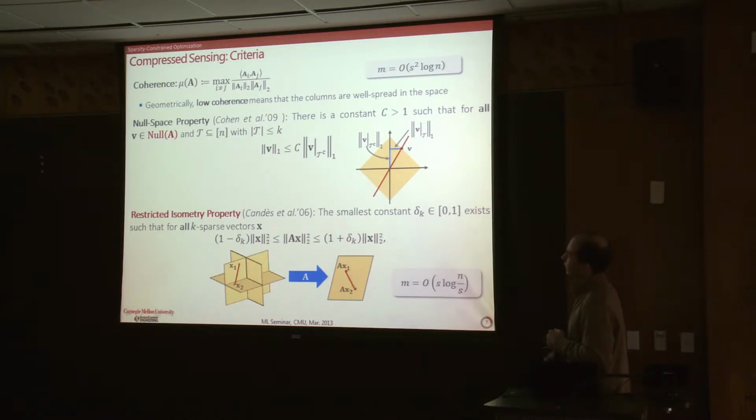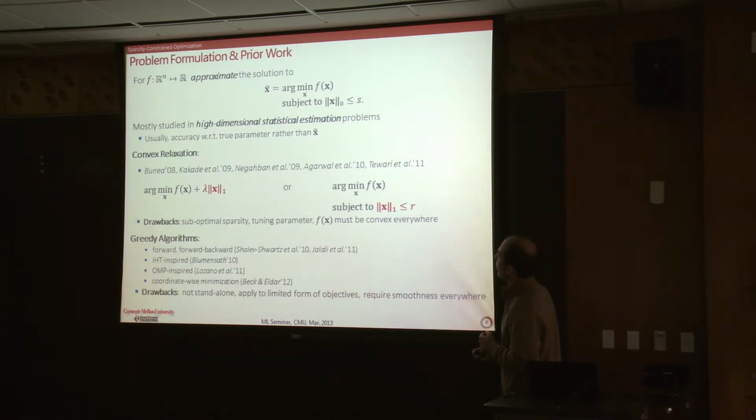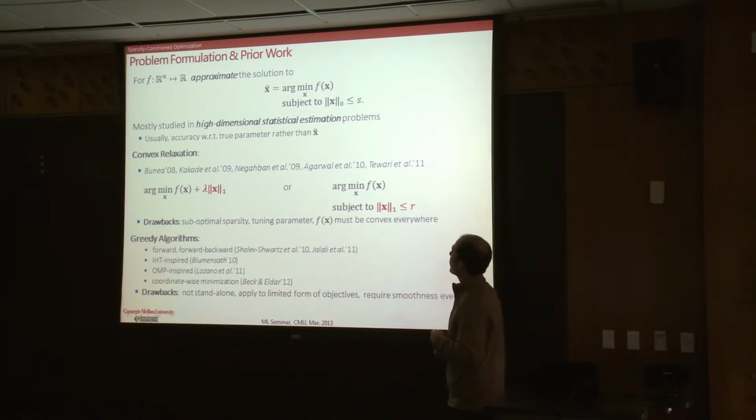For this, the analyses that are based on the restricted isometry property require on the order of s log(n/s) measurements, which is an improvement over the analysis based on coherence. Now we go to the more general problem of sparsity-constrained optimization.